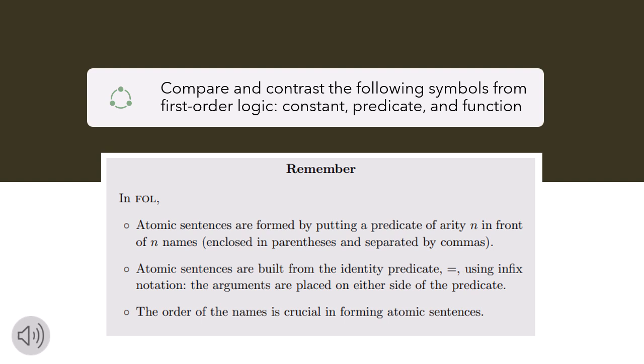And it's important to point out that for these predicates and for these atomic sentences, and the same thing is true for complex terms, the order of the names is incredibly crucial. So depending on the interpretation of the predicate, whether or not it's true or false can depend upon the order in which the names appear within those particular predicates.